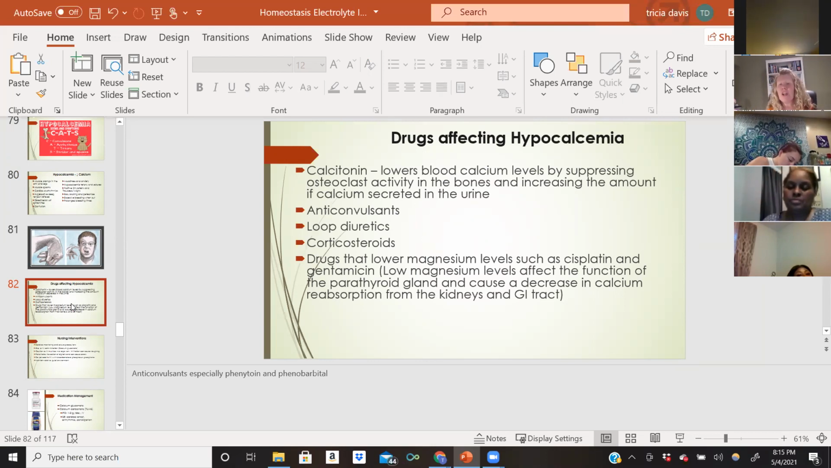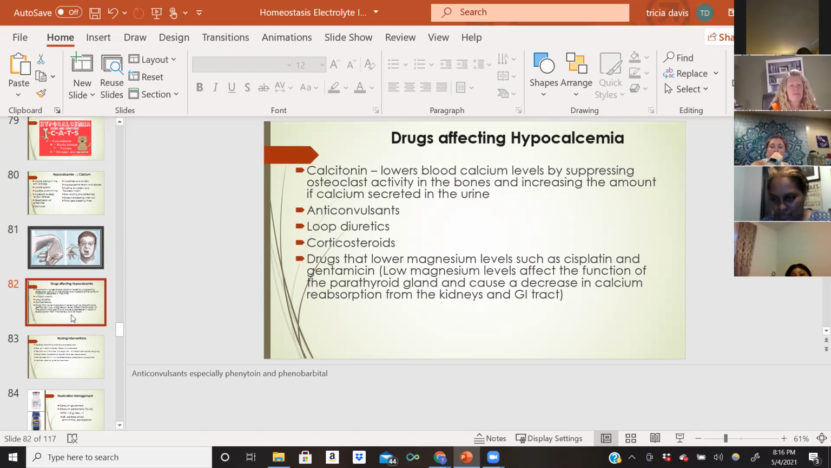And then drugs that lower magnesium levels, such as cisplatin, which is a chemotherapy drug, and gentamicin, which is an antibiotic. So lower magnesium levels affect the function of our parathyroid gland and decrease calcium resorption from the kidneys and GI tract.